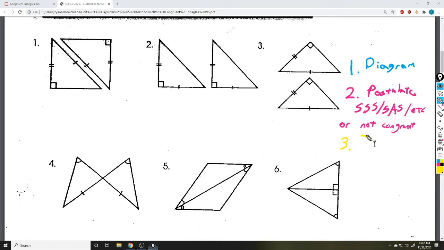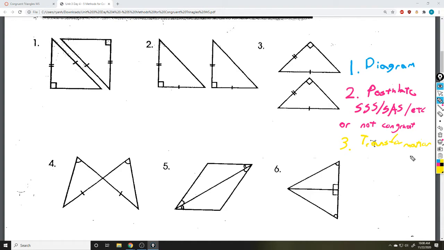And number 3, we are going to list off the transformation. So our choices for transformations are translations, which is our shifting, rotations, which is turning, or reflections, which is flipping. So those are the 3 things we're going to say. Sometimes you're just going to say 2 things if there's nothing else we can get from the diagram. Sometimes we may just say not congruent, but we should be ready to explain why.